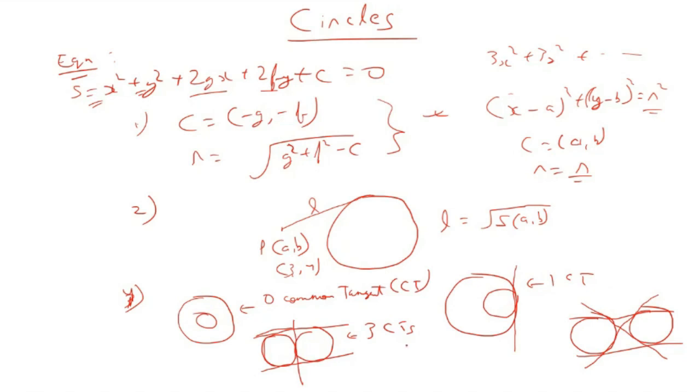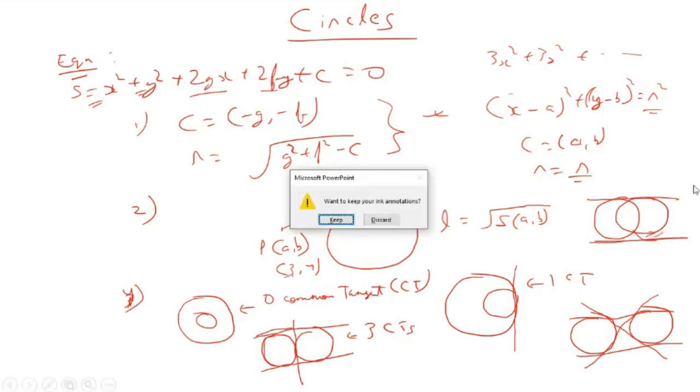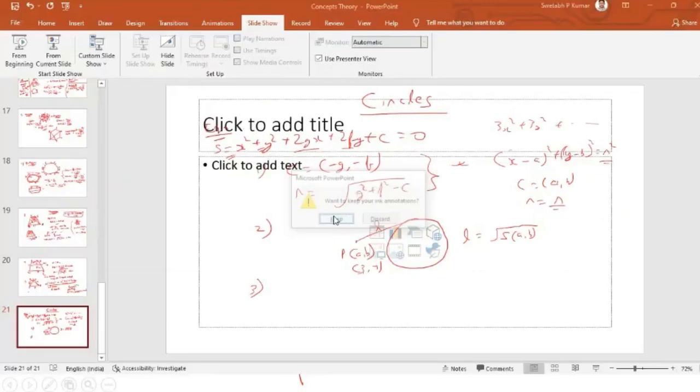The only other one, the two common tangent case, was this one, like what we had for the common chord setup. Here there will be only two common tangents, this and this. If you touch this, so this and this basically. So two common tangents here.